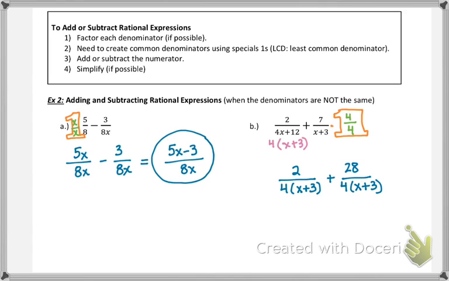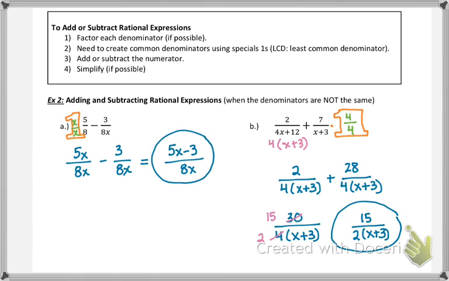Okay, and then from there, we have a common denominator, and we can go ahead and add the numerator. So I have 30 over 4 times x plus 3, and then notice that 30 over 4, I can reduce that. So if you can reduce after you add and subtract the fractions, your final answer, if you can reduce it, go ahead and reduce it, right? We can, 2 goes into 30, we can take out a factor of 2, and I'll be left with 15, and I can take out a factor of 2 from the denominator, and I'll be left with 2. So your final answer is going to be 15 over 2 times x plus 3.